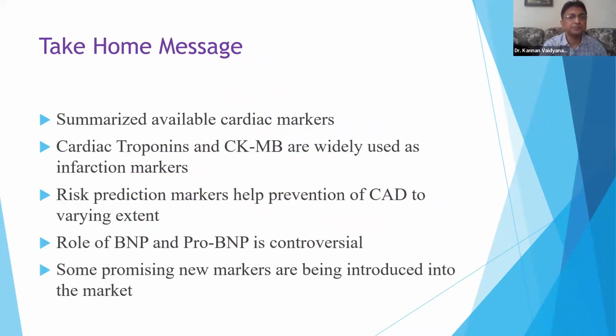So finally, to summarize, what's my take-home message? Now we have summarized some of the available cardiac markers like the cardiac troponin, CKMB. We also discussed myoglobin, briefly the LDH and the other risk markers, including the lipid profile and the other markers. Cardiac troponins and CKMB are widely used as myocardial infarction markers, and the risk prediction markers help the prevention of CAD to varying extent, depending upon how we utilize the data, like the high cholesterol, the triglycerides, the HDL and LDL level, the apolipoproteins, etc.